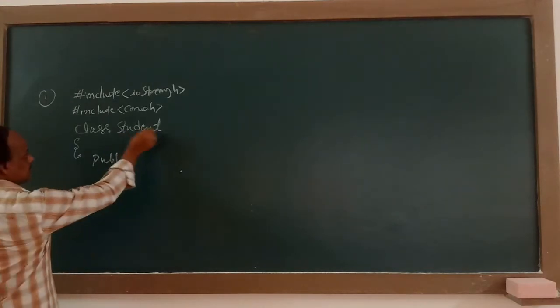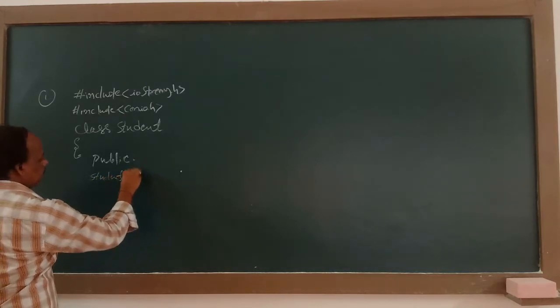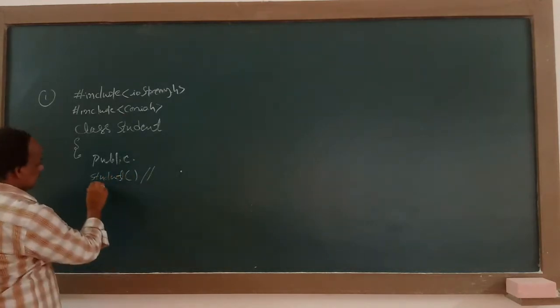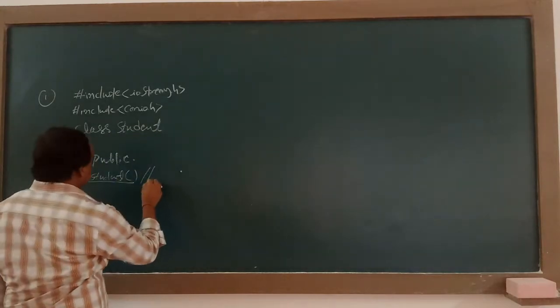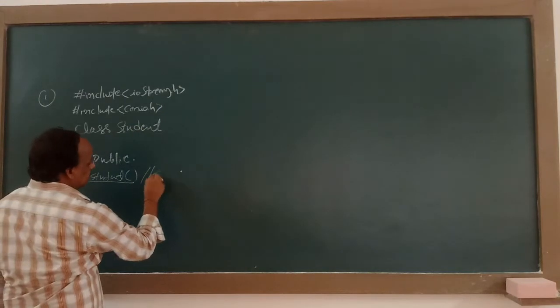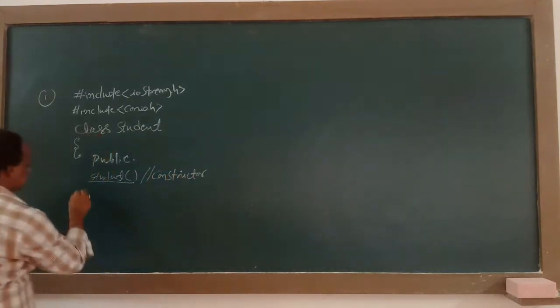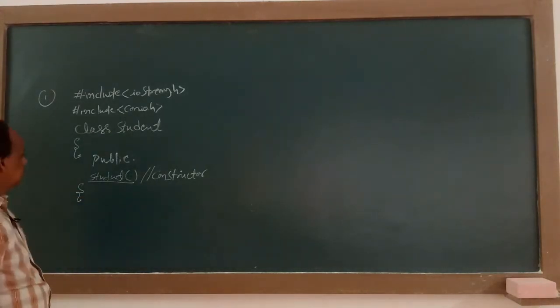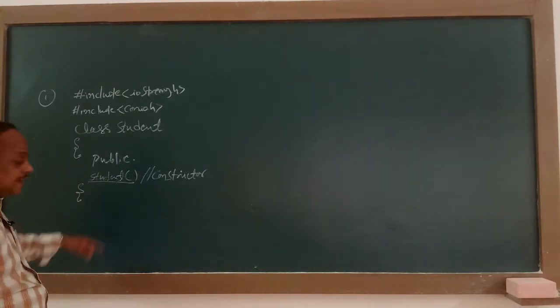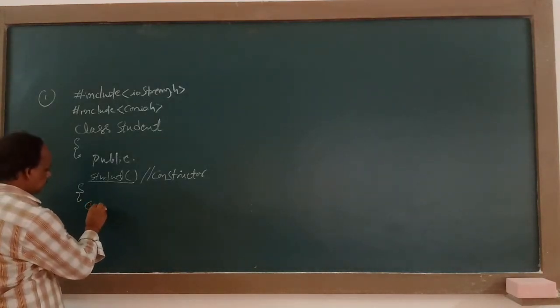A constructor name is the same as the class name, therefore student, open bracket, close bracket. So the constructor name is the same as the class name, therefore this function name is the same as the class name, and so this is a constructor, right? Okay, see here, I am going to write one cout statement: constructor called automatically at the time of object creation, right? Cout.